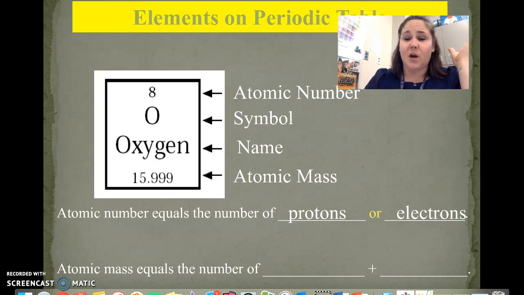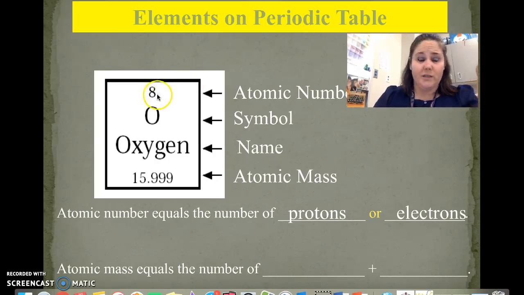protons and electrons are always equal. So if oxygen has 8 protons right here, that means it also has 8 electrons. So protons and electrons are equal. And the amount of protons is here, but it's also telling you the amount of electrons. So that's called the atomic number. Atomic number.